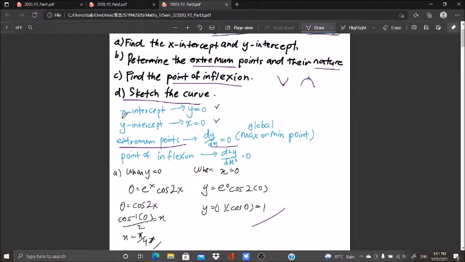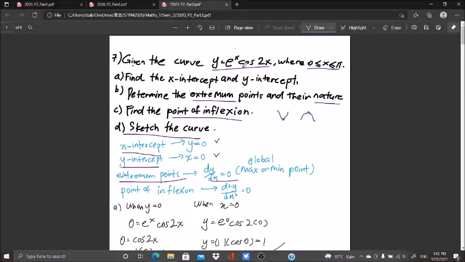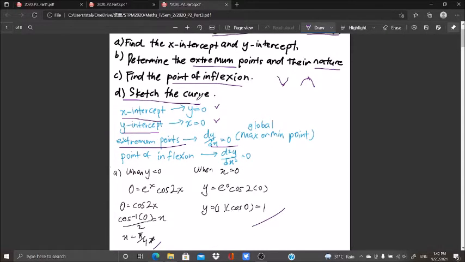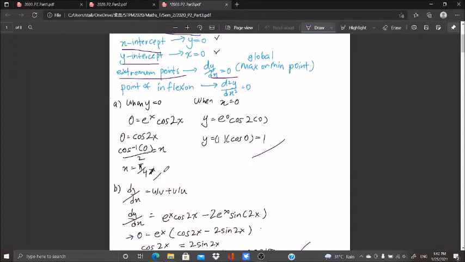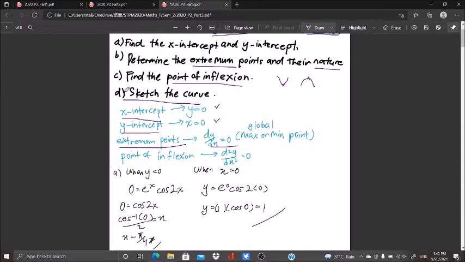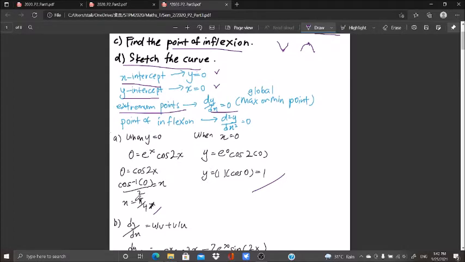First, the x-intercept means y equals 0. The y-intercept means x equals 0. So A can actually be solved. You substitute y equals 0 and obtain your x, then substitute x equals 0 and obtain your y. You get the 2 points you need. So later in our D, we will have x equals pi over 4 when y equals 0, and y equals 1 when x equals 0.